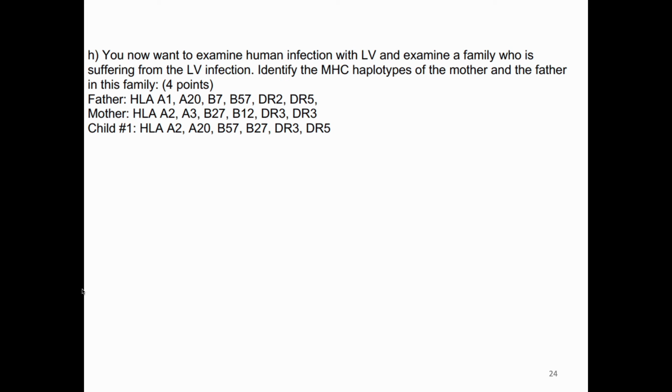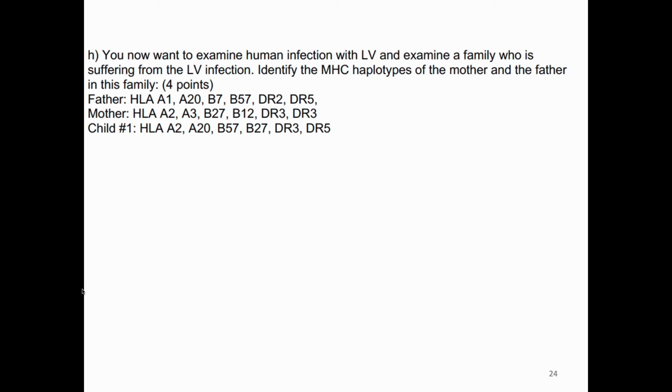The child also got B27 from mom, right? That means that A2 and B27 were on the same chromosome in mom, because she gave that chromosome to her kid. And we can also see that DR3 must have been on that same chromosome, because she gave that one to the kid too. And so we can say, well, one of mom's chromosomes has A2, B27, and DR3. That's one of mom's haplotypes.